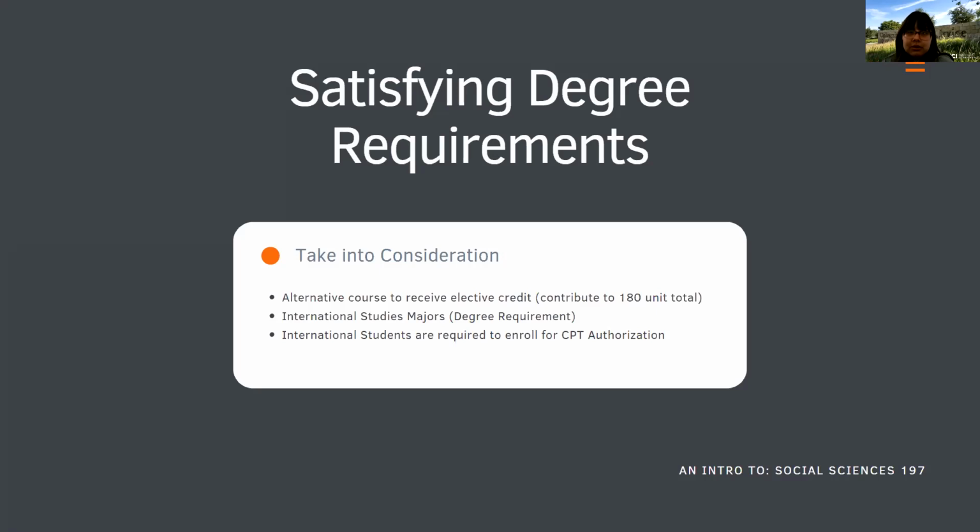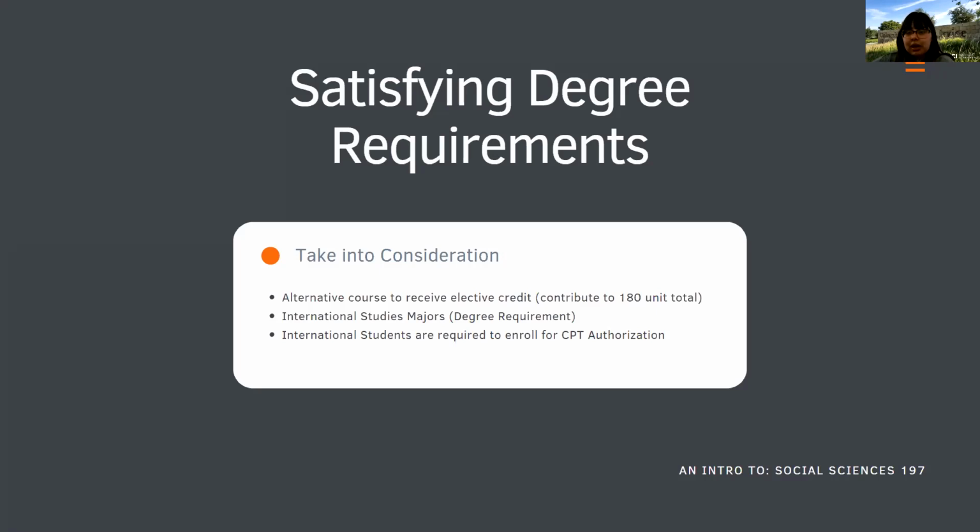Another different process is for our international students. If this applies to you, you might know that you do have to apply for CPT authorization. And as part of that whole process, you have to enroll in a course that provides academic credit, and that course would be Social Science 197. I'm not going to get into specifics about CPT, but definitely go to the International Center's website, and they'll have a lot more information about that process there.